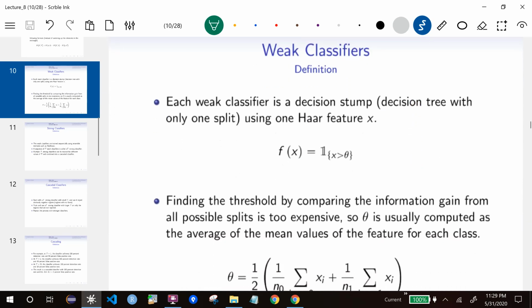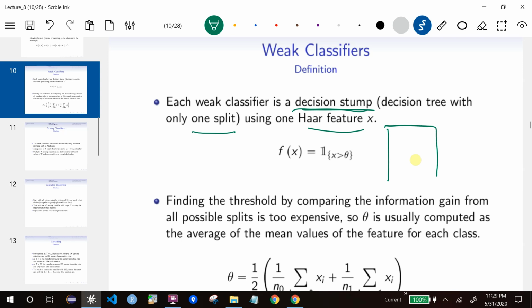As I mentioned about AdaBoost, we were using decision trees at that time, and in particular, I mentioned the decision stumps, which are decision trees with only one split. They are as simple as we can get. So we are going to build a decision stump on each one of the Haar features.